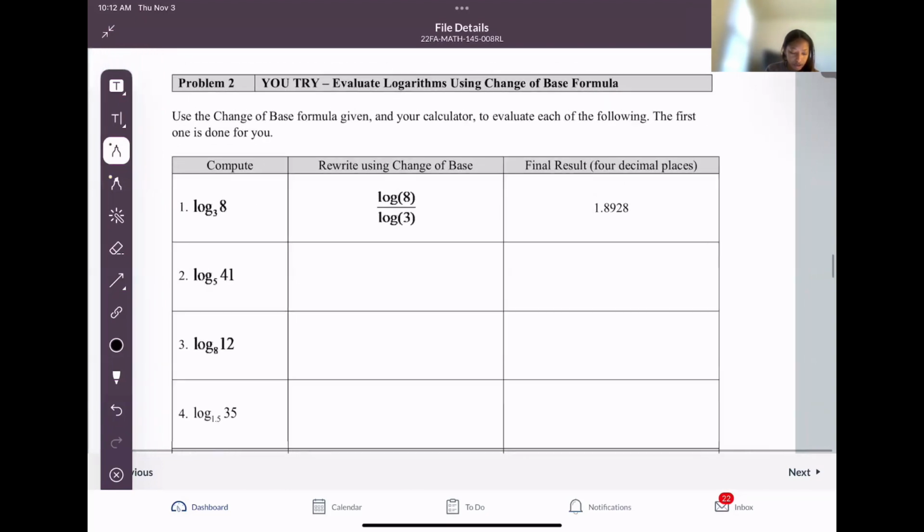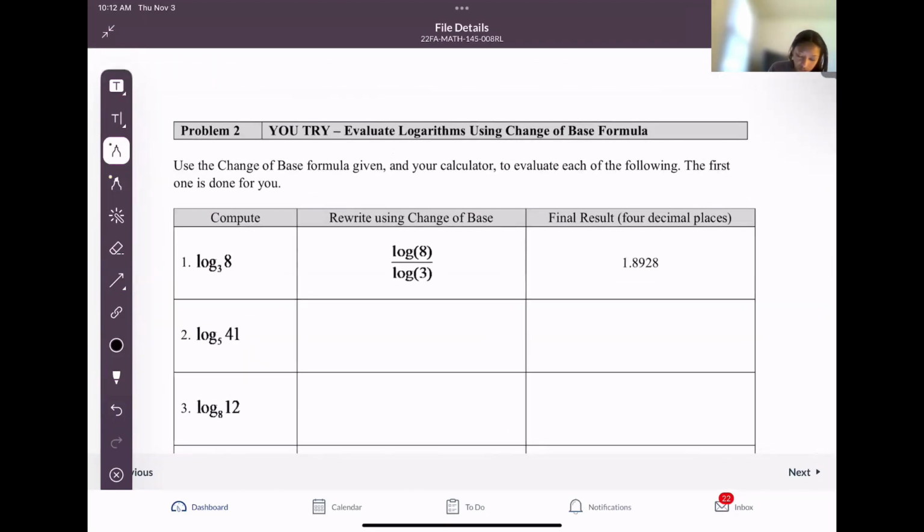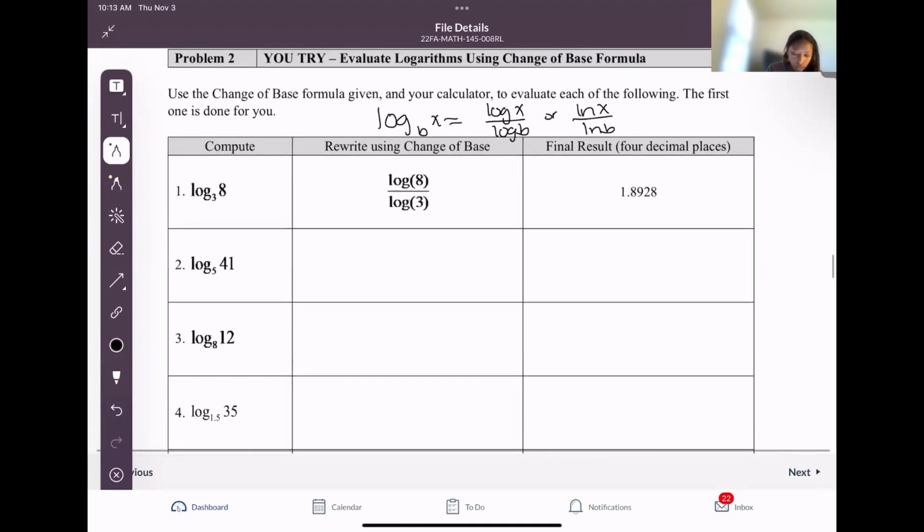All right, you try for all of these, and I'll write the rule again. It's log base b of x equals log of x over log of b. Log of the base is in the denominator, or ln of x over ln of b. Again, you can use either one. It doesn't matter which one, you will get the same answer. When we use the change of base formula to convert, we'll then go to our calculators to simplify.